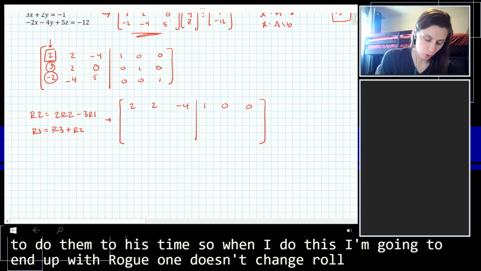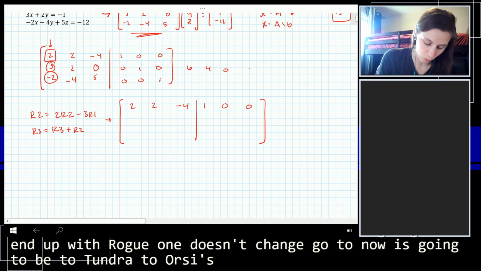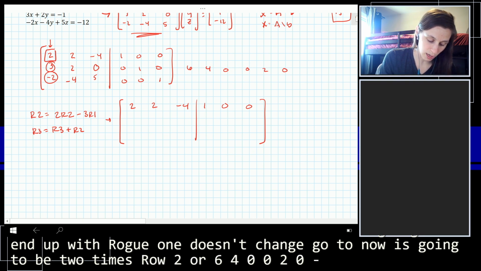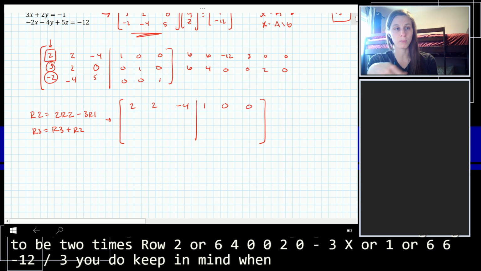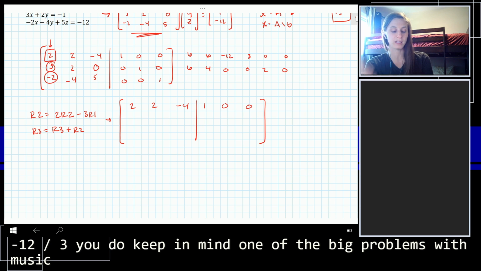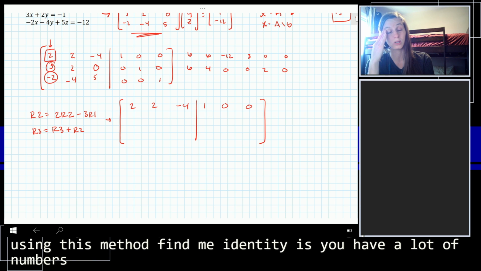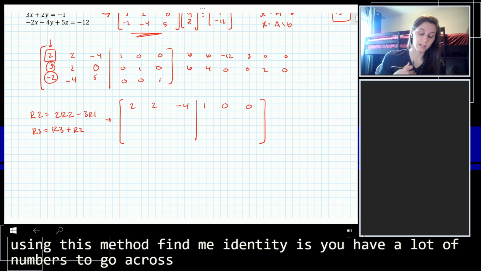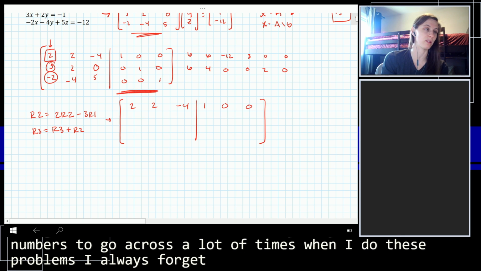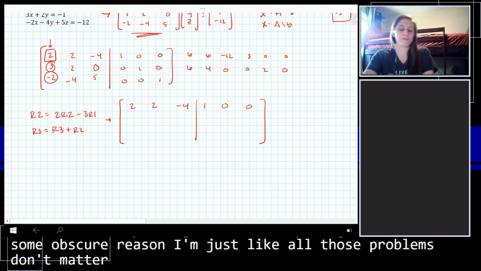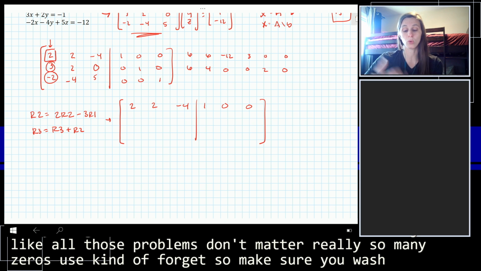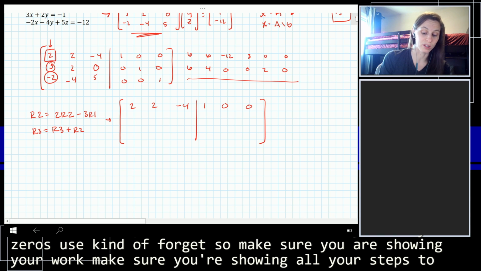Row 2 now is going to be 2 times row 2, or 6, 4, 0, 0, 2, 0, minus 3 times row 1, or 6, 6, negative 12, 3, 0, 0. Keep in mind, one of the big problems with using this method to find the inverse is you have a lot of numbers to go across. A lot of times when I do these problems, I forget to do everything over here for some obscure reason. Or there are so many zeros you just kind of forget. So make sure you are showing your work and all of your steps, to remember to do everything all the way across.